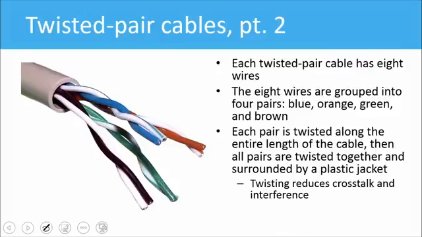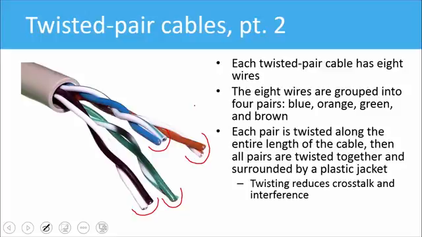All right, part 2 of our twisted pair journey. Each twisted pair cable has 8 wires, and those wires are grouped into 4 pairs. Notice here we have a brown pair, a green pair, a blue pair, and then an orange pair.